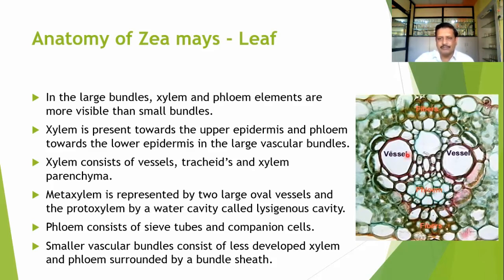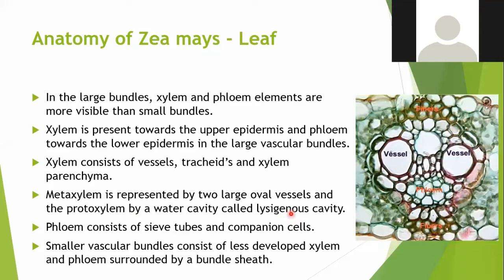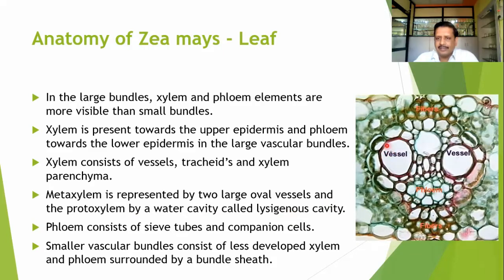The xylem consists of vessel elements, and they may be vessels or tracheids with parenchymatous structures. Metaxylem is represented by two large oval or spherical vessels, and the protoxylem is represented by a water cavity called the lysigenous cavity. Here the larger cells are the metaxylem elements, and the smaller cells can be called the protoxylem elements. The phloem consists of sieve tubes. Here you can find the sieve tubes. Sieve tubes and companion cells may be present in the phloem.